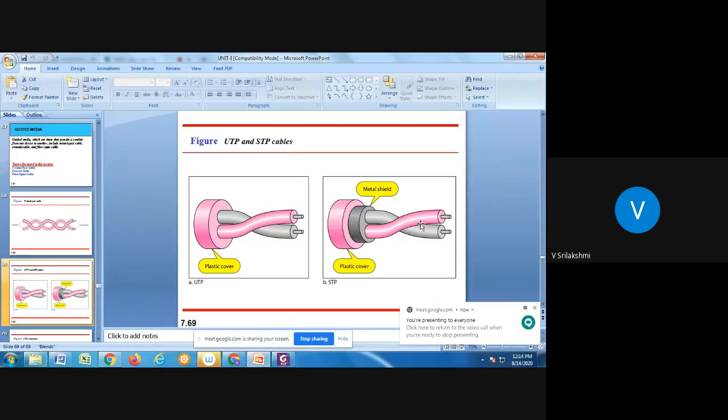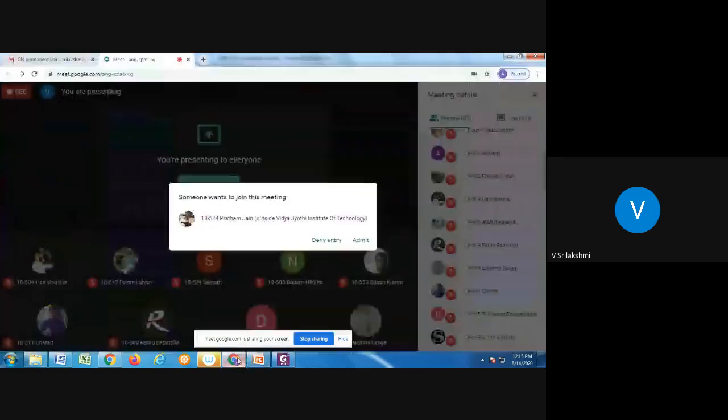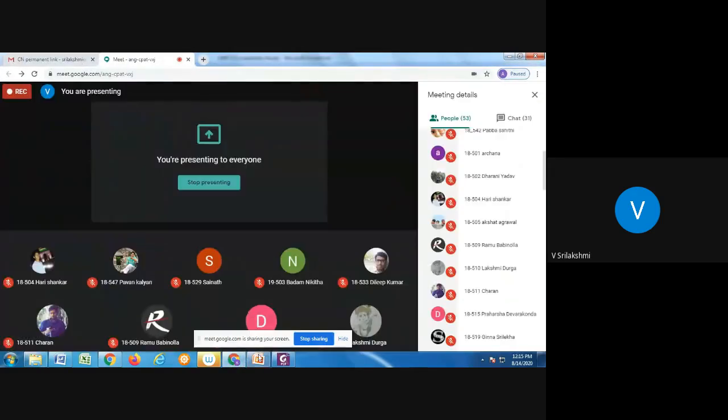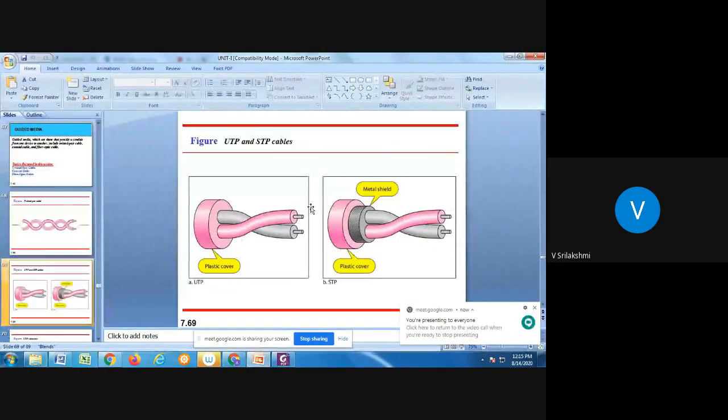Normally, what is the covering for the twisted pair? You have a conductor made of copper, and that copper wire is enclosed or covered with an insulator. In shielded twisted pair, that insulator is again covered with a metallic shield, and that metallic shield is again covered with a plastic cover. When coming to the unshielded, the insulator of the twisted pair is covered with only the plastic cover. So these are the differences between your UTP and STP.